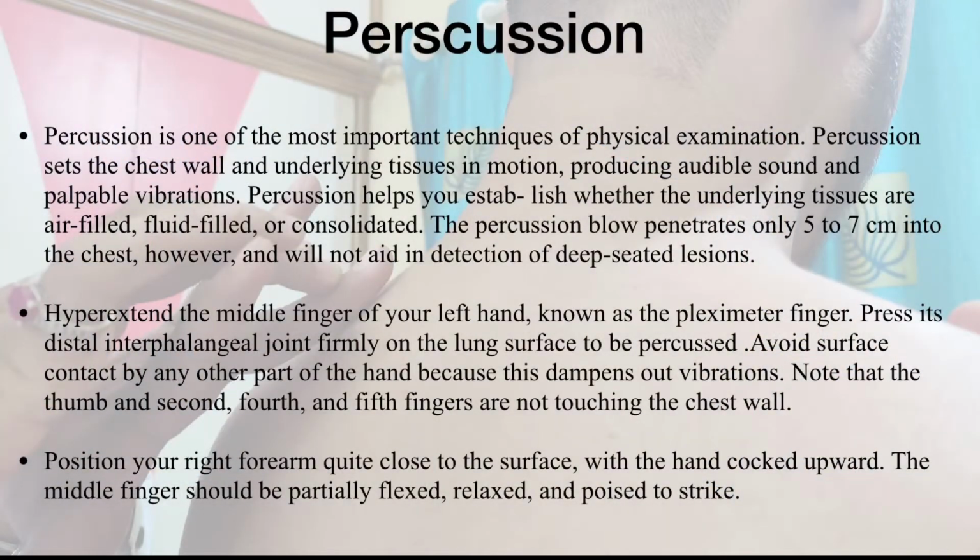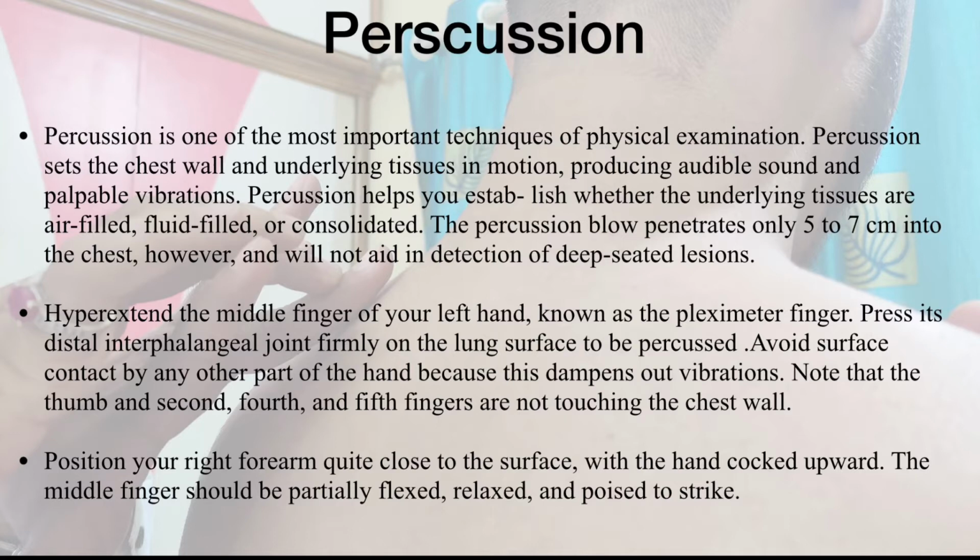Percussion is one of the most important techniques of physical examination. Percussion sets the chest wall and underlying tissue in motion, producing audible sound and palpable vibration. Percussion helps you establish whether the underlying tissues are air-filled, fluid-filled, or consolidated. The percussion blow penetrates only 5 to 7 cm into the chest, however, and will not aid in detection of deep-seated lesions.